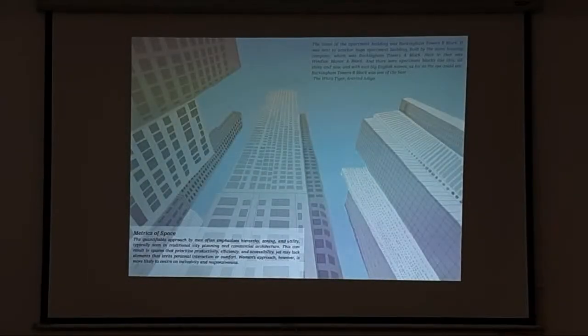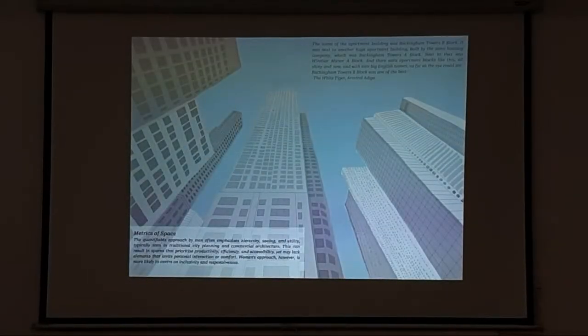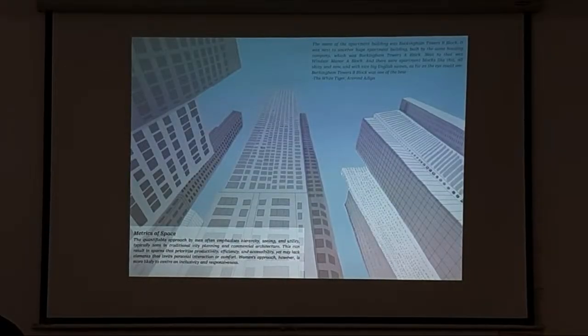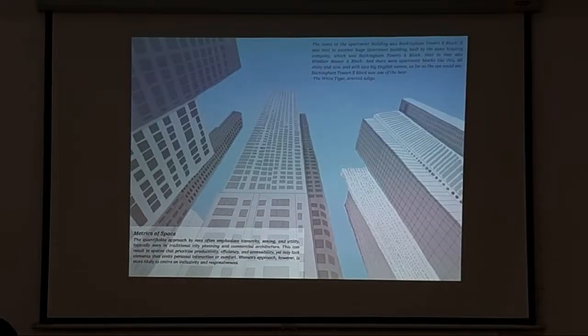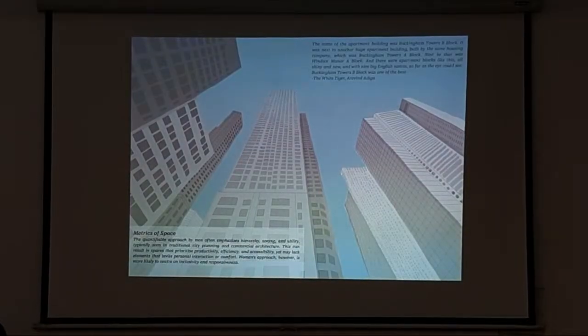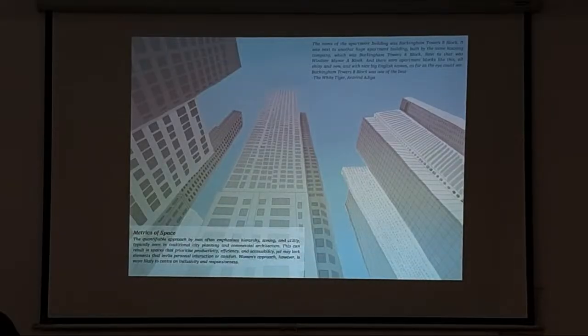Women's writing and men's writing reveal distinct patterns in how they perceive space. In an analysis of the 8 chosen, these are the common conclusions. Metrics of space. Men often approach space through numbers and monetary value, fostering a competitive and ambitious lens. This can result in spaces that prioritize productivity and efficiency. Women's approach, however, is more likely to center on inclusivity and responsiveness. The drawing is made in reference to the description of apartment blocks in The White Tiger.